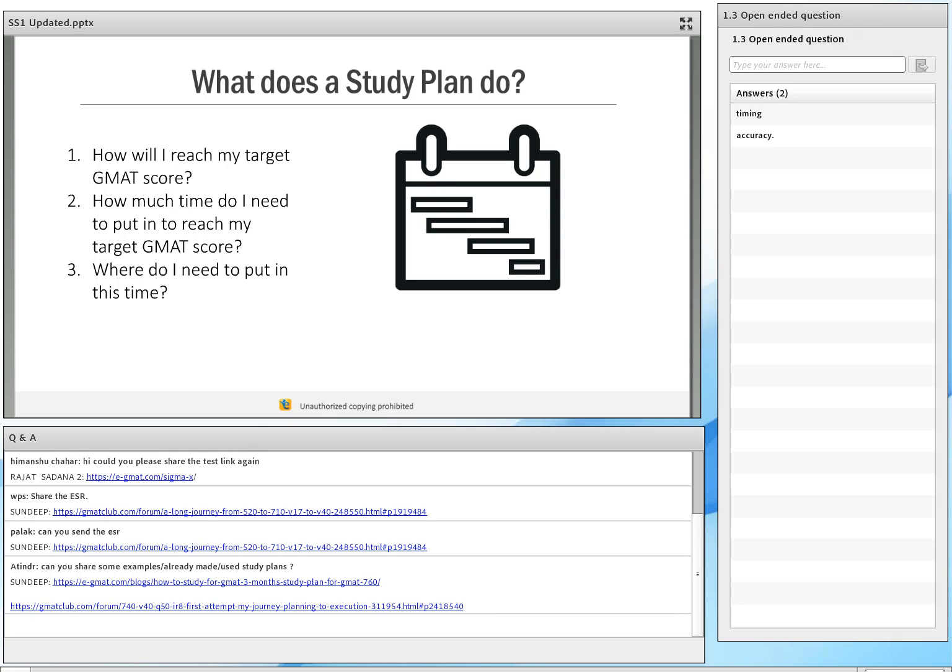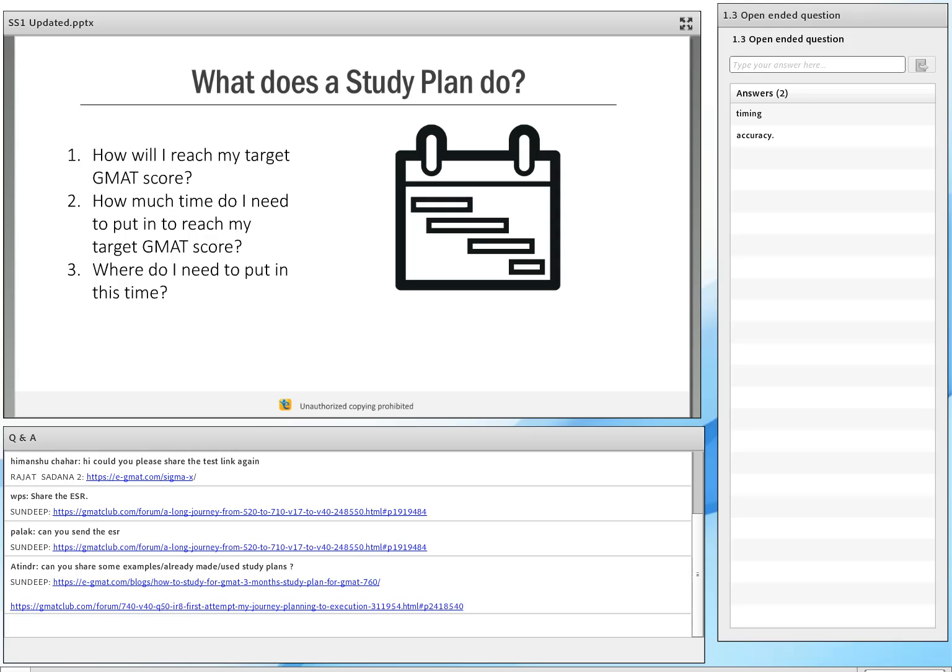A lot of people think practice is going to make you perfect. No, on the GMAT, blind practice does not make you perfect. Depending on what your starting ability is, you need to spend that time in different aspects of learning. So these are 3 questions that a study plan answers.